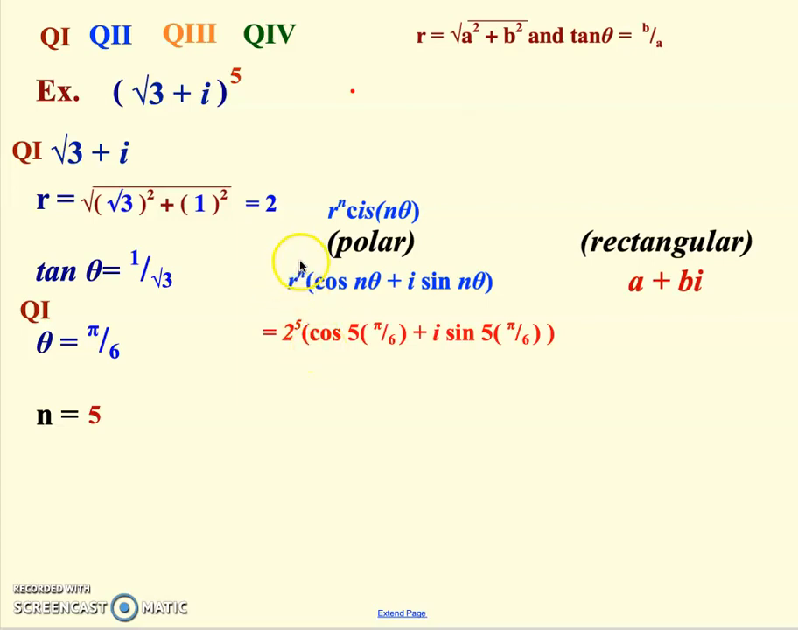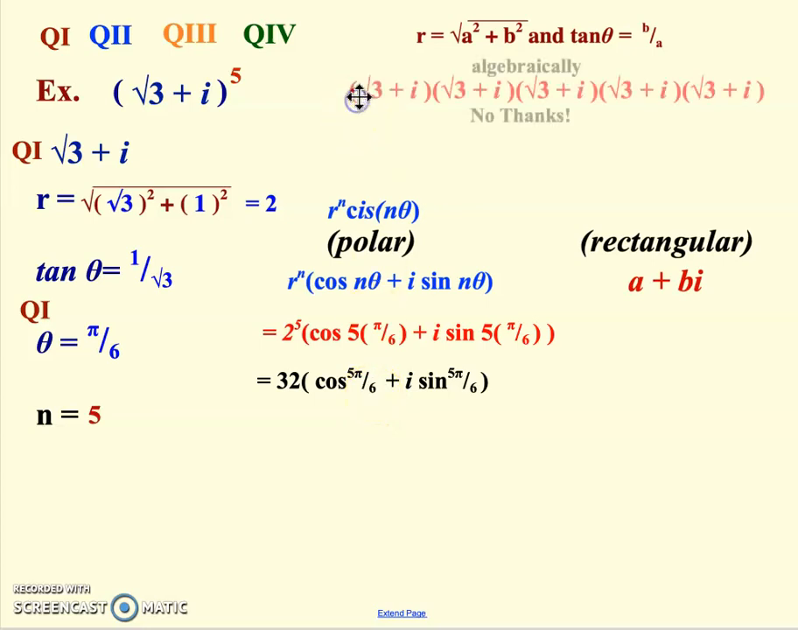So again, take your r, raise it to the exponent times theta. And then we'll clean this up. So 2 to the 5th, 32, 5 pi over 6, 5 pi over 6. And then again, we can take it back. So this is actually an answer. It's a polar form of the answer to doing this.